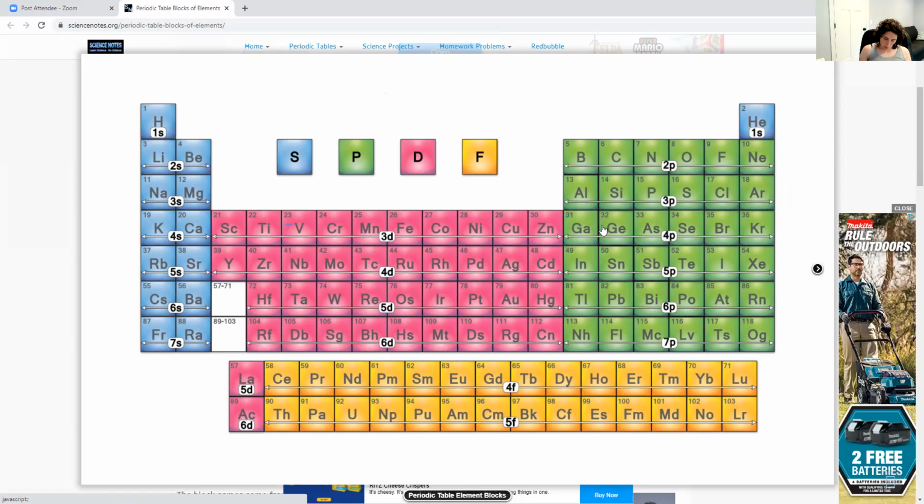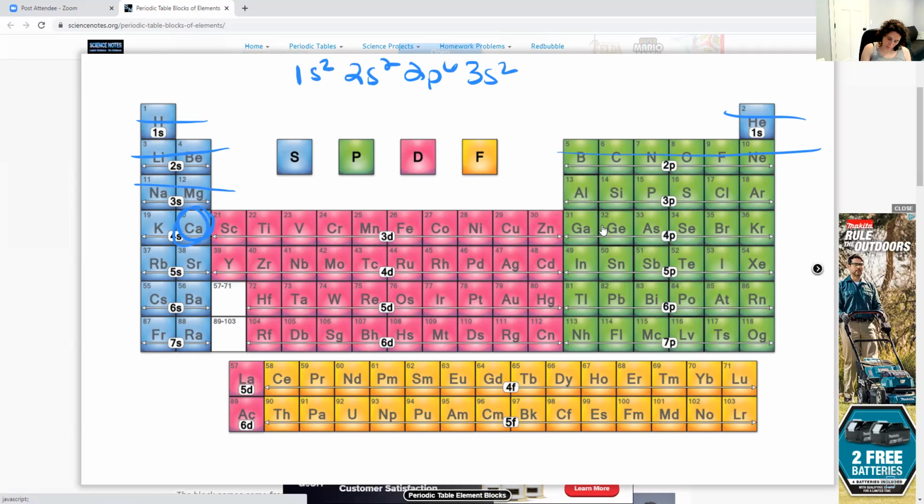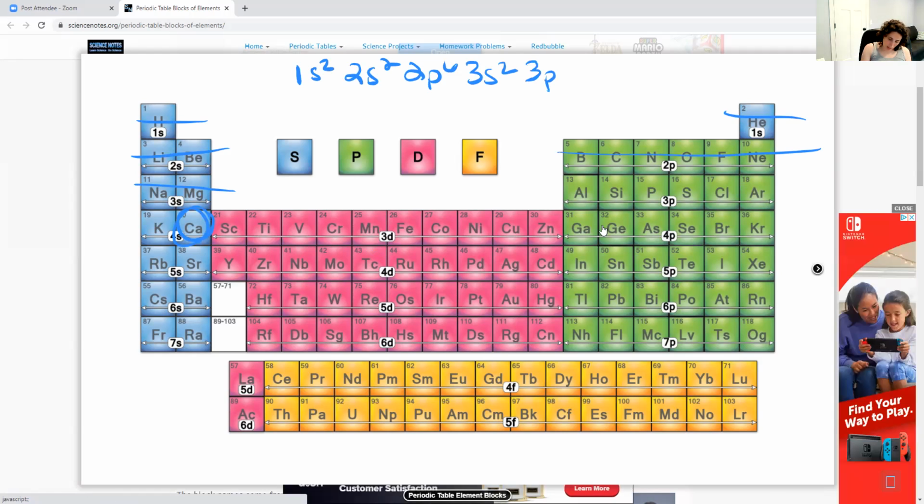All right, let's try a couple more. I think I'll just stay on the periodic table. Let's try calcium. So we find calcium, that's here, it's number 20. If I go the long way, I've got 1s2 is hydrogen helium, 2s2 lithium beryllium, 2p6 through neon, 3s2 magnesium, 3p6 goes to argon, and then we have 4s because we're in blue in the 4th row, and calcium is the second one, so 4s2, that is calcium.